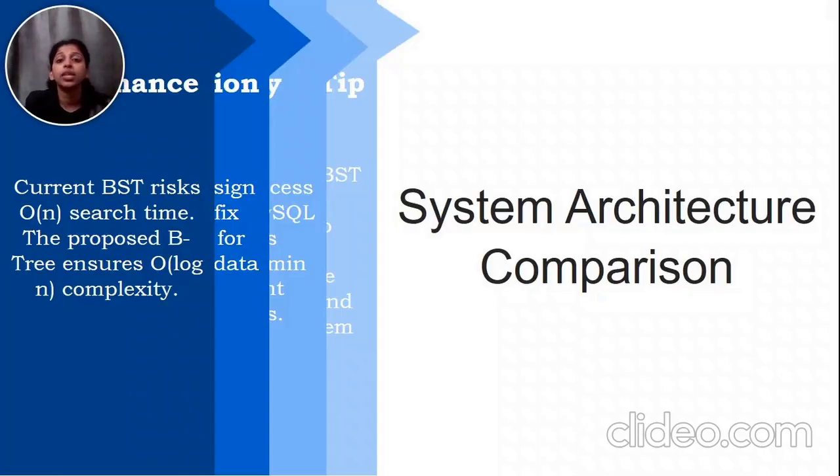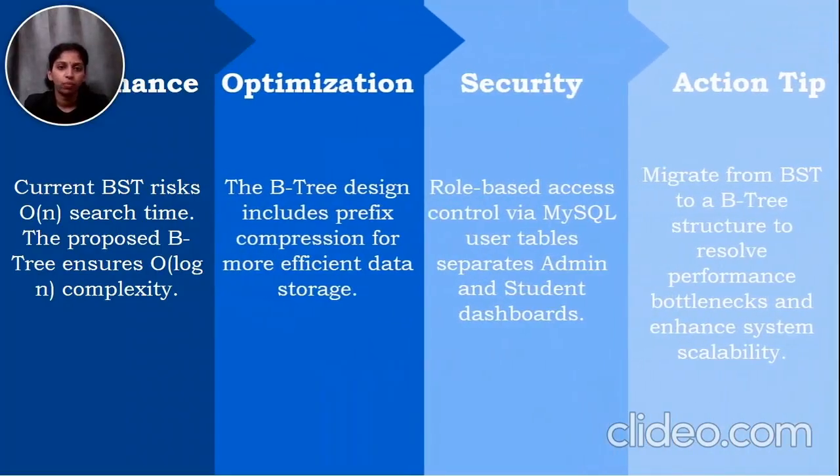Then, the system architecture comparison. This diagram compares solution 1 and solution 2. Solution 1 uses BST, which is simpler but less efficient for larger data. Solution 2 uses B-tree, which ensures balanced search performance and smoother operations.